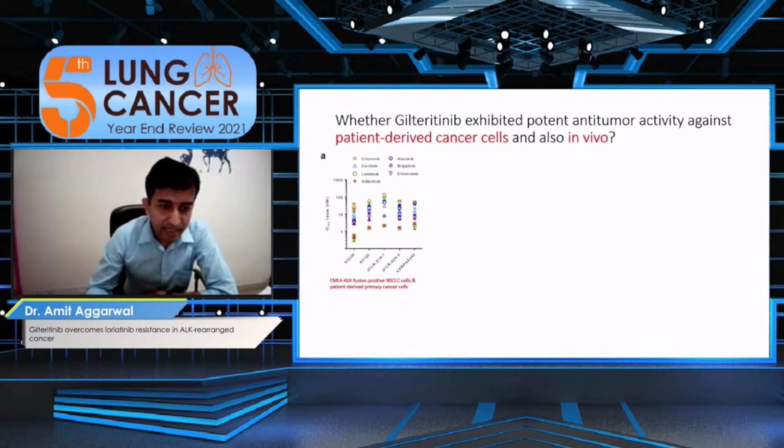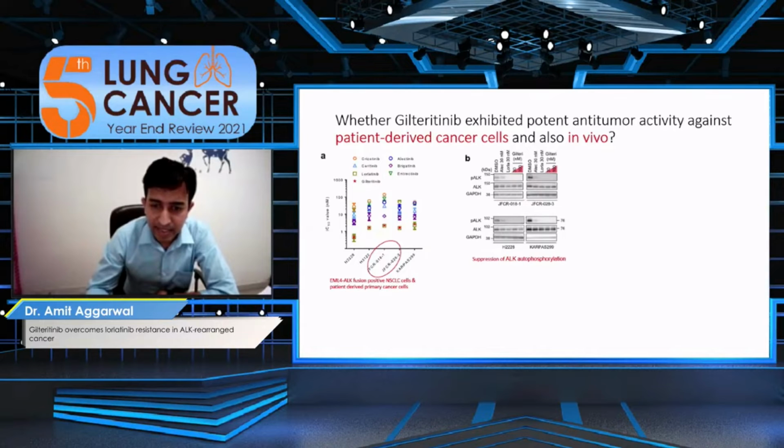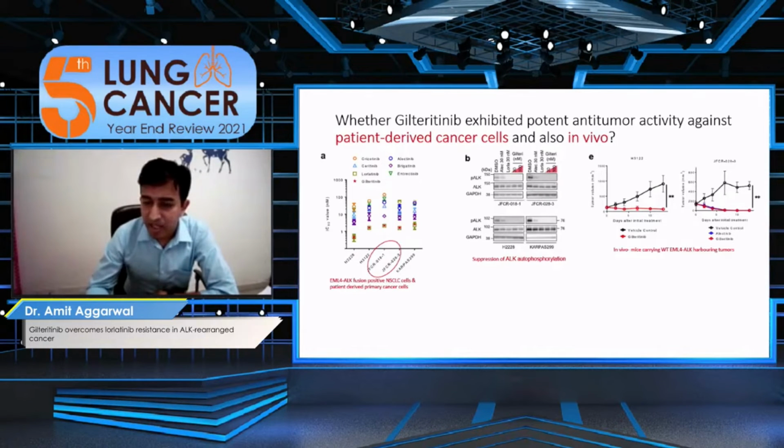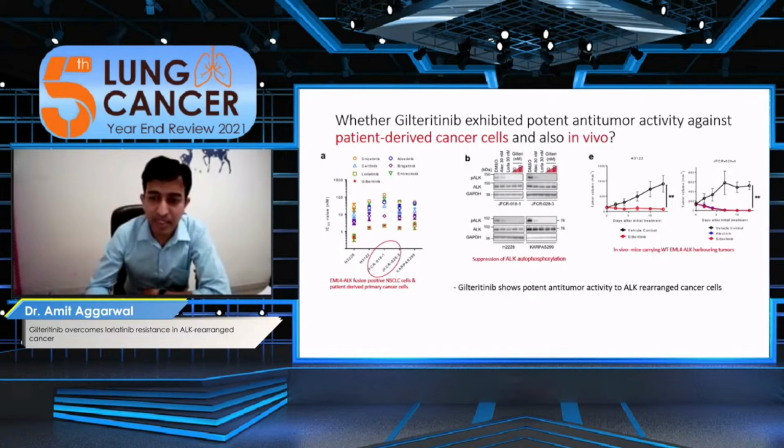They exposed the EML4 ALK fusion positive non-small cell lung cancer cells to various ALK TKIs, and you can see here that gilteritinib shows the least IC50 value for these cells. These were actually the human primary cancer cells. And in the mouse xenograft model also we can see here the anti-tumor activity of gilteritinib. The black curve is for the control, the red curve is for the gilteritinib. So there is definite potent anti-tumor activity.